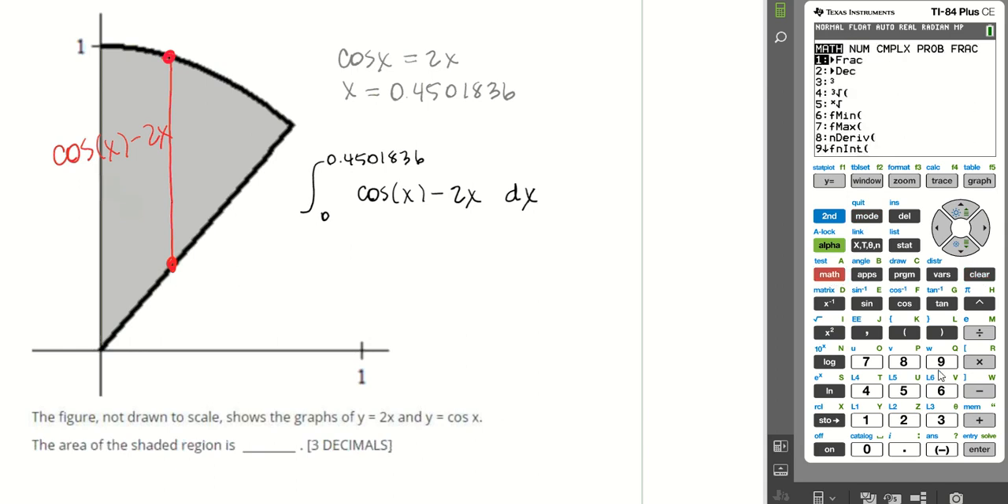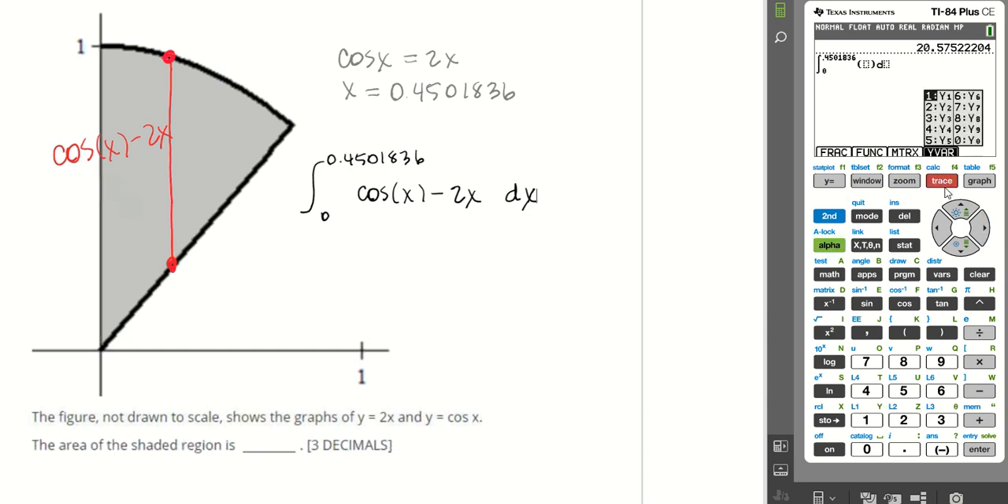So I'm going to call for an integral, pressing math 9, integrate from 0 to 0.45018. Oh no, I didn't have number lock on. 0.4501836. Right, and then I will be calling for y1 and integrating this with respect to x. I get 0.232.